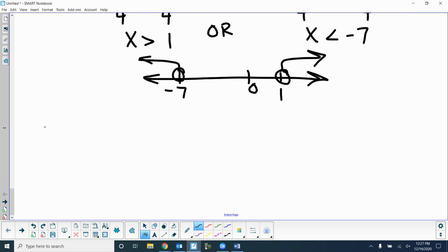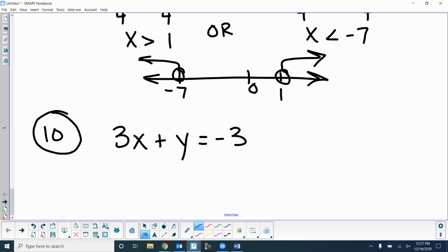And then 10, last one for today, was solve the system by substitution. When we do the substitution method, the first step is to get one of the variables by itself. Well, that step's already been done for you, hasn't it? They already got y by itself for you.